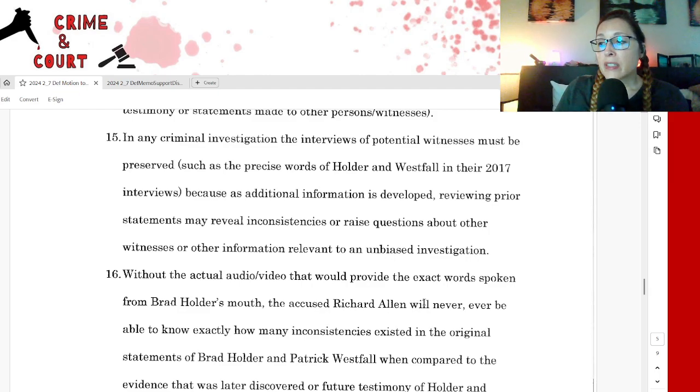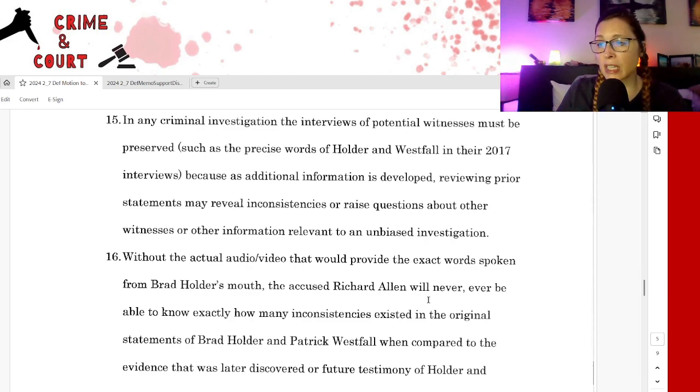In any criminal investigation, the interviews of potential witnesses must be preserved, such as the precise words of Holder and Westfall in their 2017 interviews, because additional information is developed. As additional information is developed, reviewing prior statements may reveal inconsistencies or raise questions about other witnesses or other information relevant to an unbiased investigation.